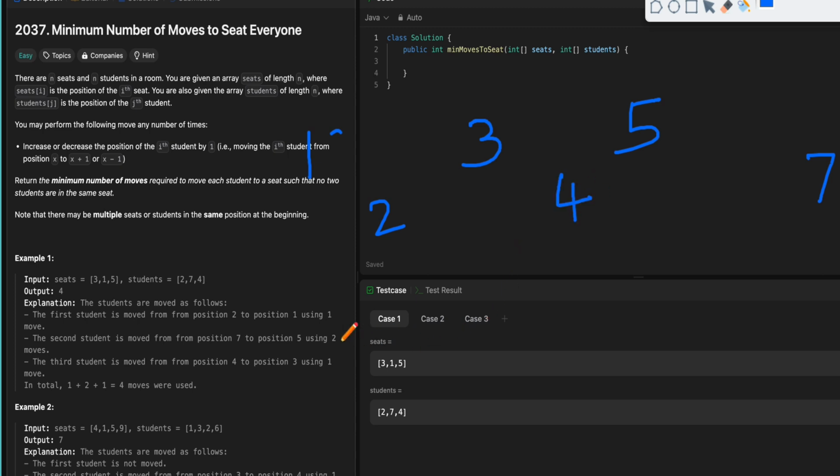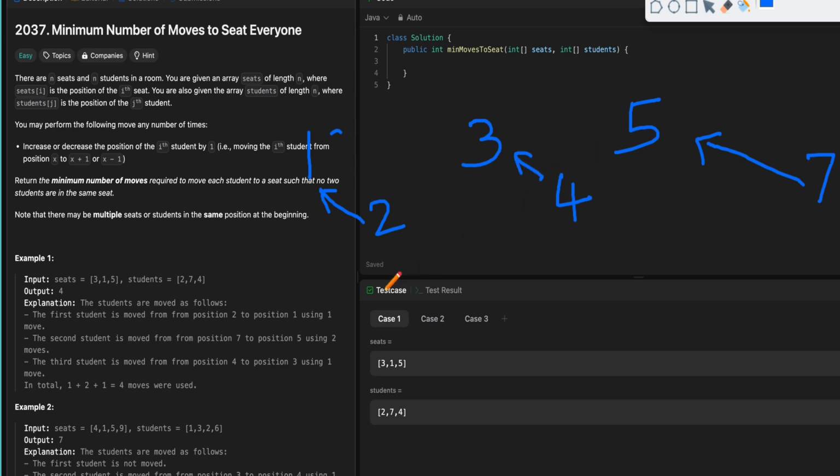Then they say that the students are moved as follows. The first student is moved from position 2 to position 1. So this student actually goes here. Similarly, the second student is moved from position 7 to position 5. Okay, so this student actually moves here. And the third student is moved from position 4 to position 3, right?